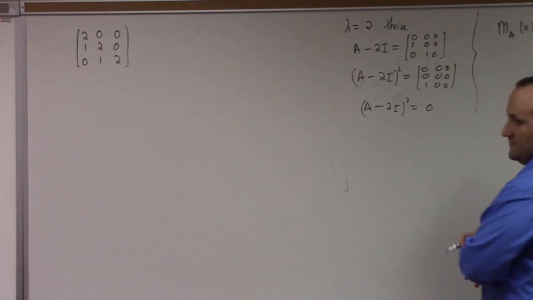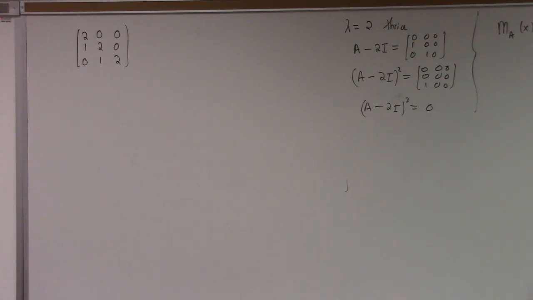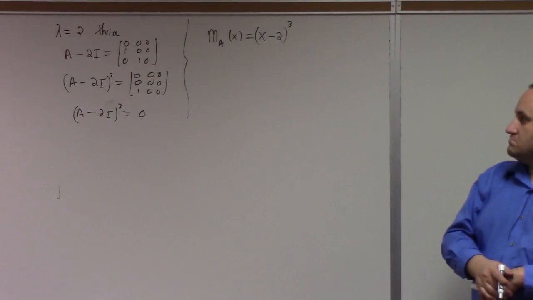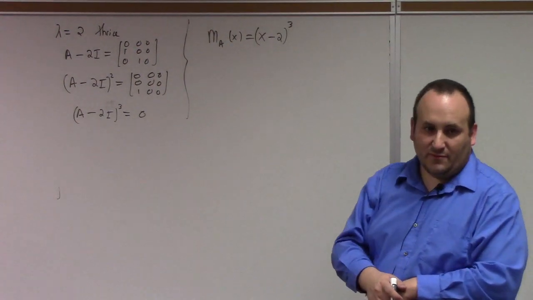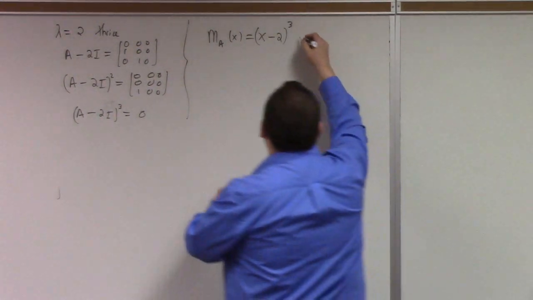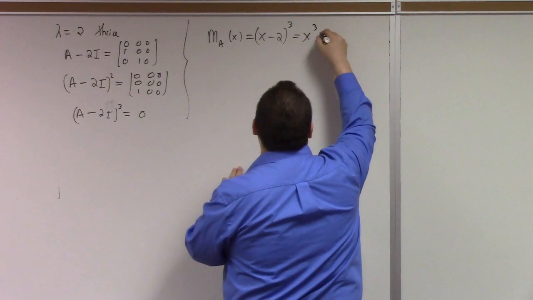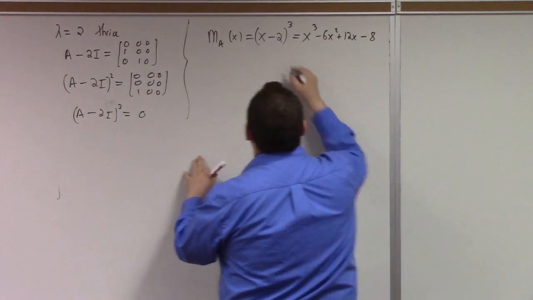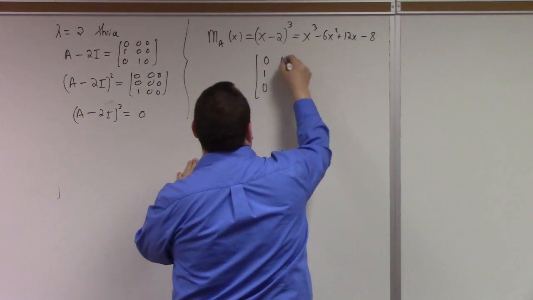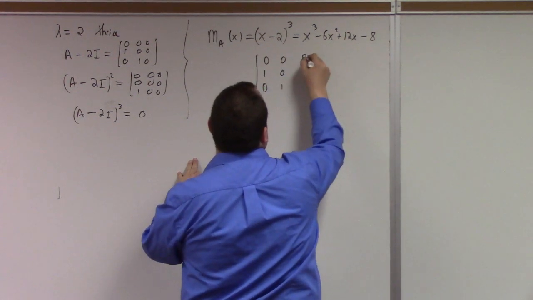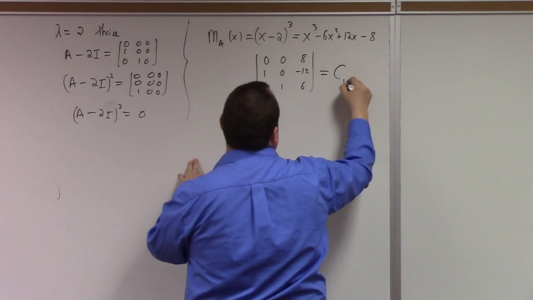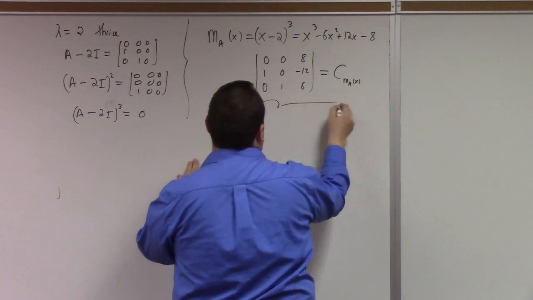And once I knew that, because of the theory of minimal polynomials, that tells me the rational canonical form has one 3x3 block. Basically this is x cubed minus 6x squared plus 12x minus 8. So 0, 1, 0, 0, 0, 1, and 8, minus 12, 6 is, in fact, the companion matrix to your minimal polynomial, and that would be the rational canonical form.